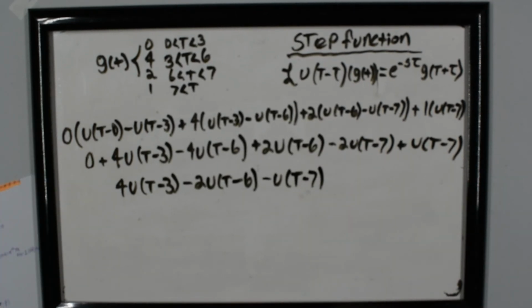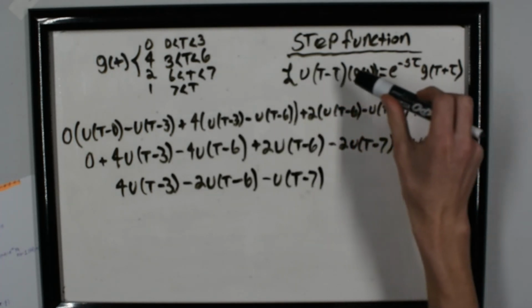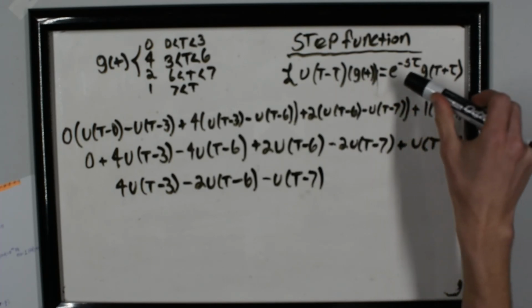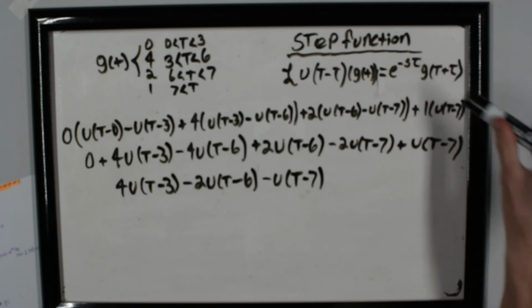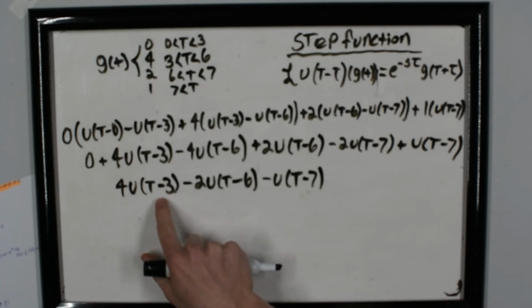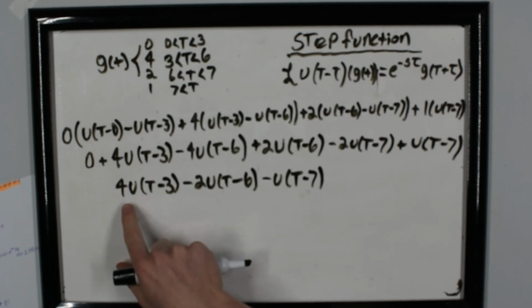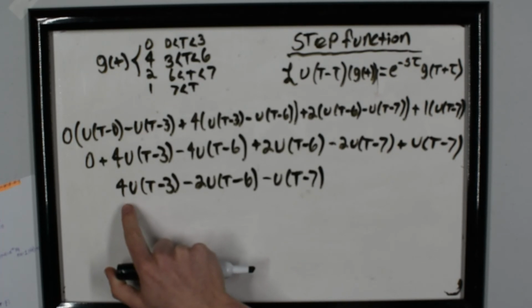So now what? Well, we have to use this formula. The Laplace transform of a step function is equal to e to the negative s tau times g of t plus tau. That sounds a little bit harder than it actually is. But basically what it's saying is you take this term, t minus 3, make that negative 3 a positive 3, and plug it in for any t you see here. And then you take the Laplace transform of that. We'll see it in the next example, but in this case there is no t.